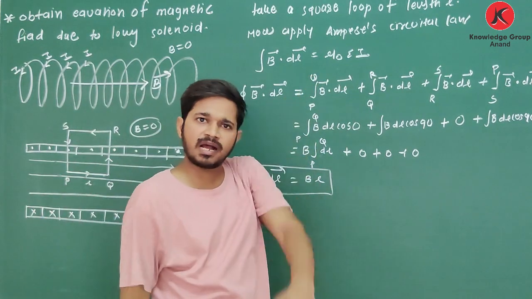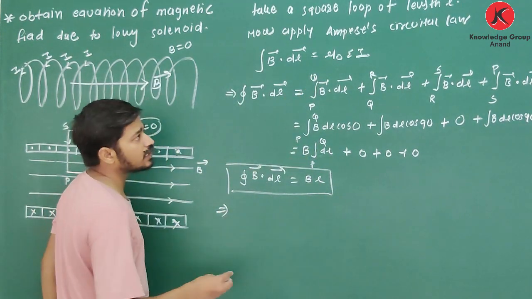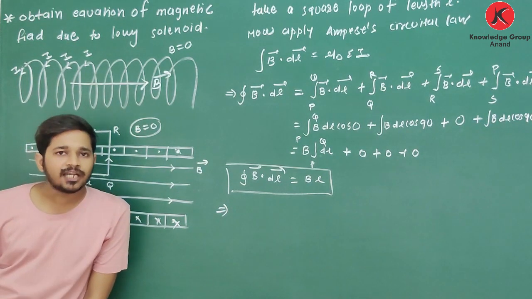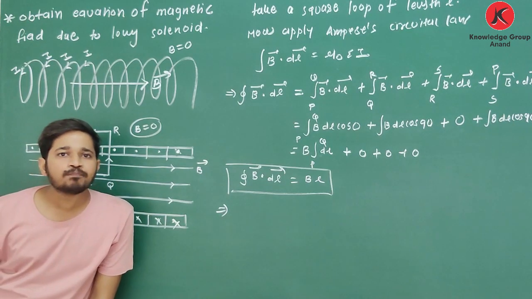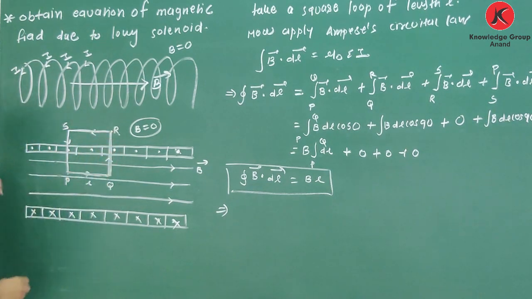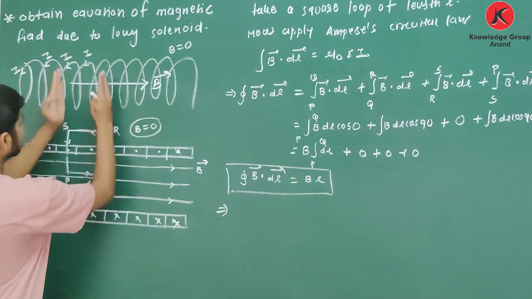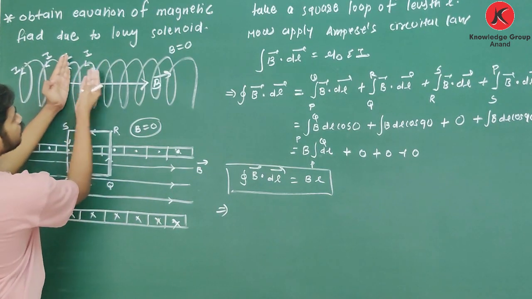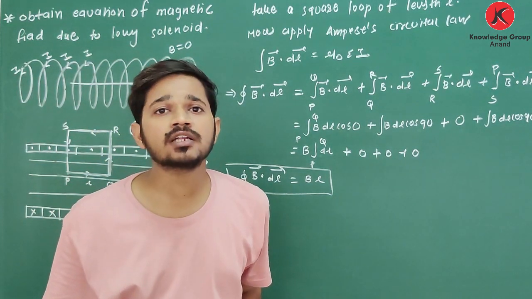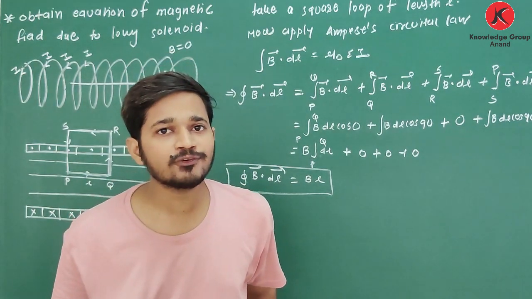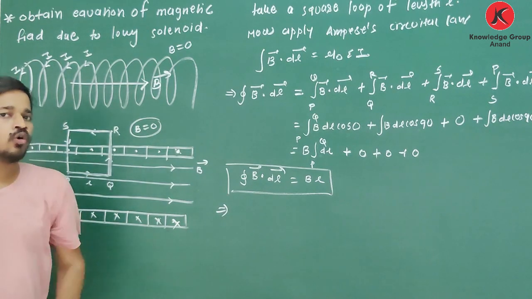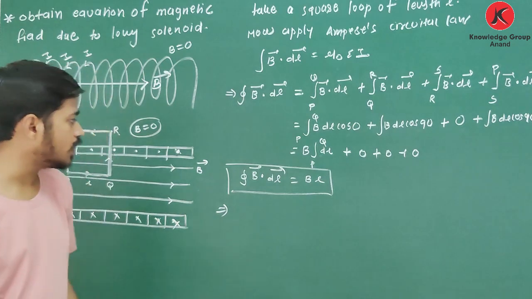Now we will find mu 0 sigma I. Sigma I means the total current enclosed by the Ampere loop. See students, it is the Ampere loop. Now in this region there are a number of turns. From 1 turn the current flowing is I, from 2 turns the current flowing is 2I, from 3 turns the current flowing is 3I. Now do you know the number of turns in length L? No. So for that we have to assume one quantity.